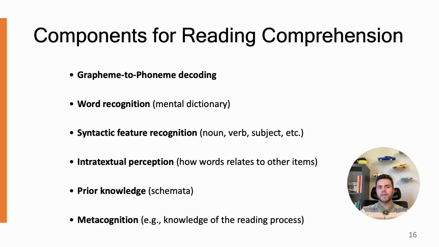After that, we got intratextual perception. This is the ability to see how parts of a text relate to each other. For example, recognizing that a pronoun refers to a noun mentioned earlier, or understanding how two sentences connect logically, which is technically called coherence. Next, we got prior knowledge or schemata. This is something we touched upon earlier. But just to reinforce, background knowledge or schemata helps readers make predictions, fill in gaps, and interpret meaning based on what they already know.